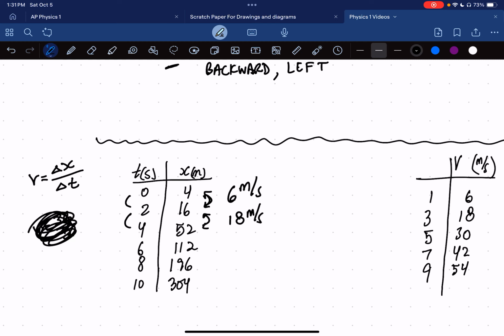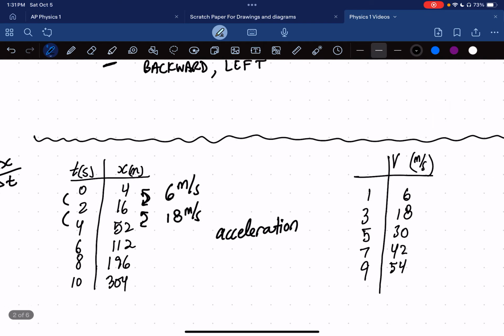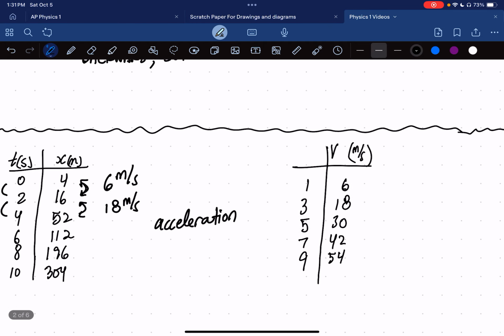And we can keep doing this. We can keep calculating, and sure enough, the speed of the object will be increasing. We would describe this as acceleration. The object is accelerating. Whenever velocity changes, that's an acceleration. And here are those speeds. So we have 6, 18. I didn't do the math here, but it would have been 30, 42, and 54.